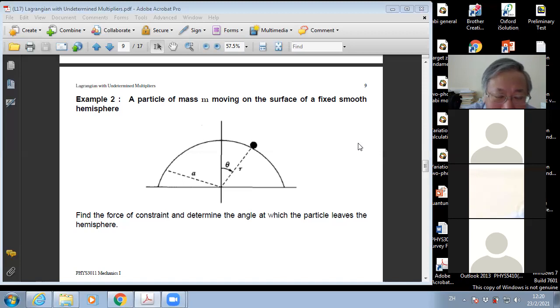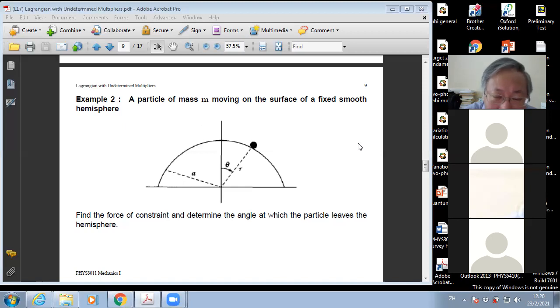All right. So you write down the force diagram, and then the radial motion, and then the tangential motion. And of course you put in the constraint r equal to a. And how do we determine the angle at which the particle leaves the hemisphere?